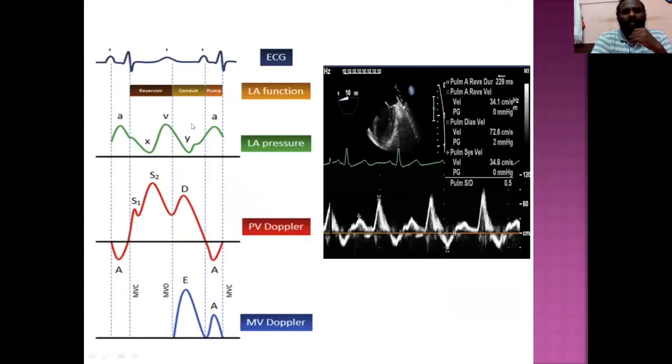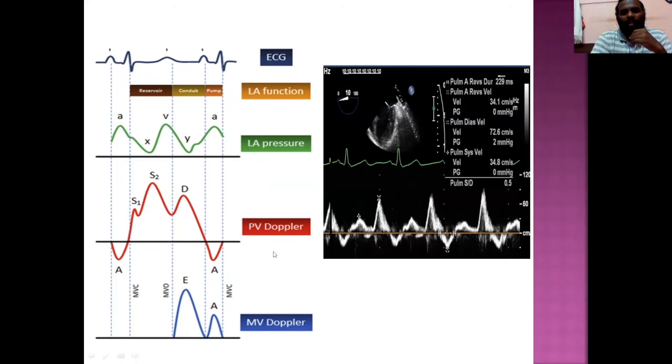Now, this is how all the waves are related. The pulmonary vein S wave is related to the X descent, and D wave is related to the Y descent of the LA pressure trace. And the A wave is related to the A wave in the atrial trace. Similarly, the D wave closely follows the E wave, the early transmitral diastolic gradient. And the atrial reversal velocity is seen during the A wave filling velocity in the mitral pulse wave Doppler.